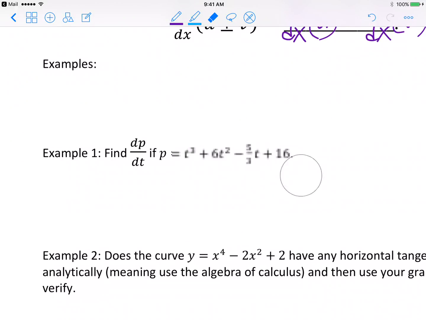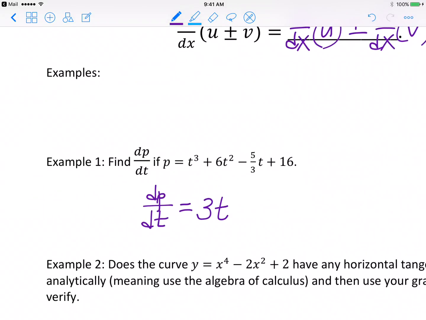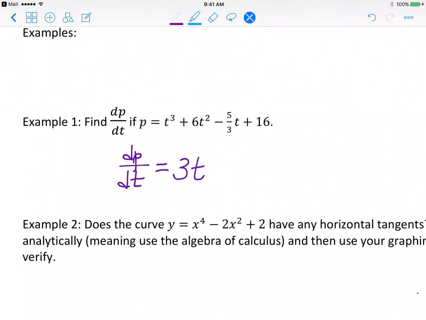Okay, so you're dealing with the sum and difference, or you don't have to do it in that order, any order is fine. But if you want to find the derivative of this with respect to t, you will simply find the derivative of each term, or each function, depending on how you see it. So t to the third power, you can find the derivative of that using the power rule. Oh no, that's just a power rule, I'm sorry.